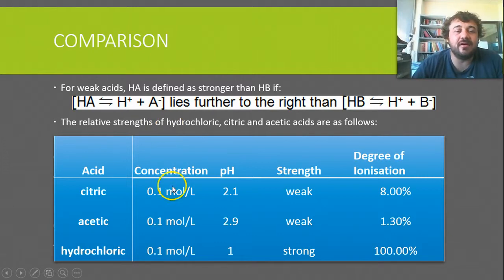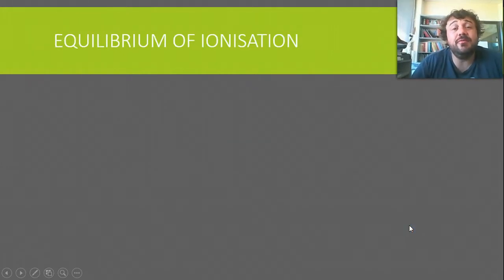And here we can see it. So these are all at equal concentrations. Okay, 0.1, 0.1, 0.1, and we can see the difference in their pHs. Okay, so their pHs are different, and that's because of the different degree of ionization. All right, so equilibrium of ionization.